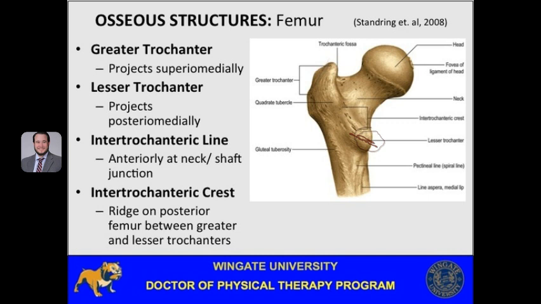The intertrochanteric line we can't see from this posterior view, but it would be on the other side connecting the greater trochanter and lesser trochanter. Our intertrochanteric crest here we can see in this posterior view. This is going to be a ridge for attachment here between the greater and lesser trochanters.